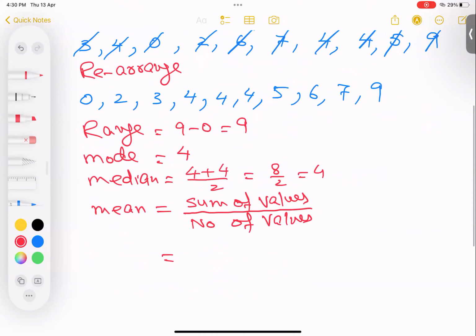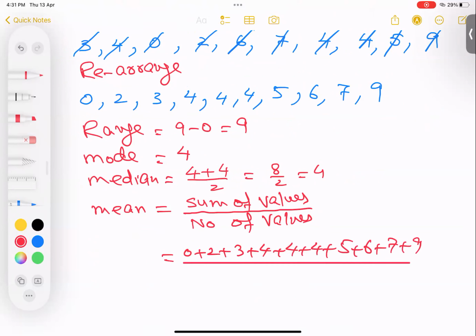If I add them, look here, students, let's start. 0 plus 2 plus 3 plus 4 plus 4 plus 4 plus 5 plus 6 plus 7 plus 9, divided by 10 values. So I'm starting now. 0 plus 4 and 4 three times, so I can say into 3, no issue, plus 5 plus 6 plus 7 plus 9. My total is coming 44. 44 by 10 is coming 4.4. So 4.4 is the average. So let's start, students.